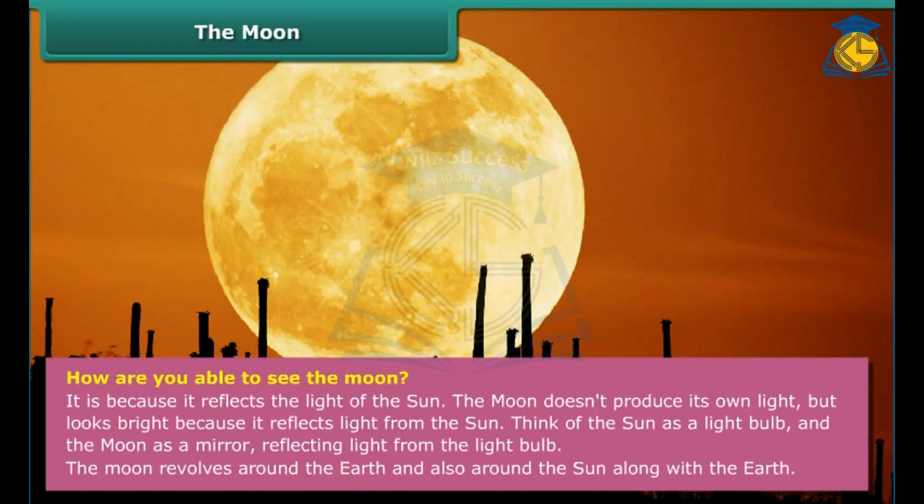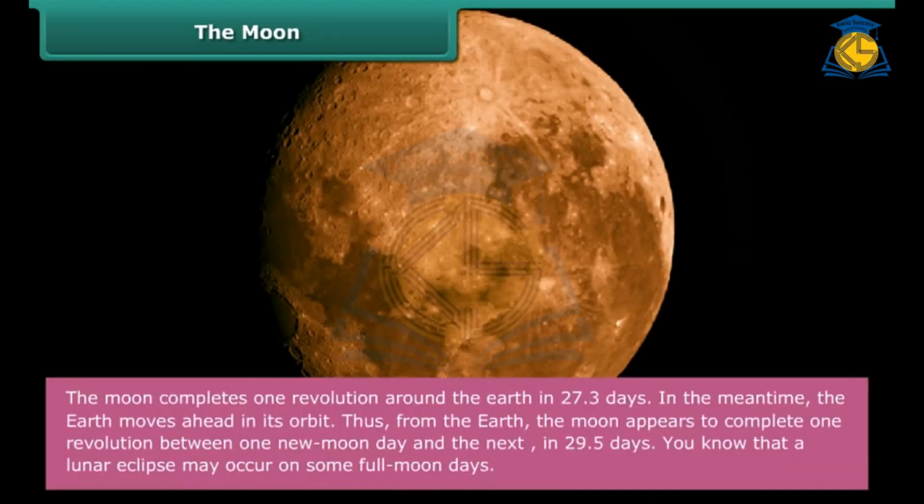The moon revolves around the earth and also around the sun along with the earth. The moon completes one revolution around the earth in 27.3 days. In the meantime, the earth moves ahead in its orbit. Thus, from the earth, the moon appears to complete one revolution between one moon day and the next in 29.5 days. You know that a lunar eclipse may occur on some full moon days.